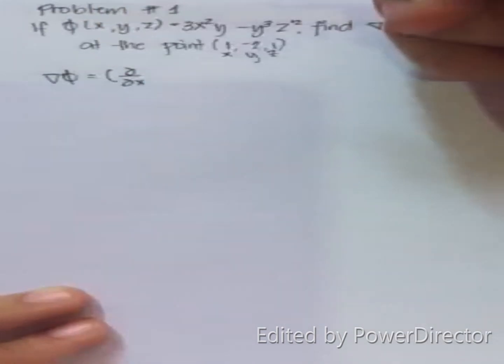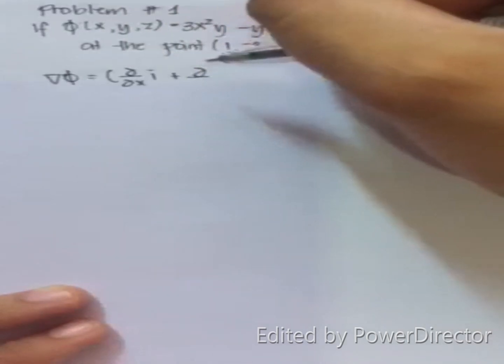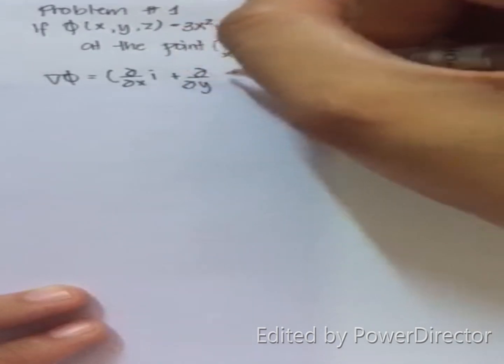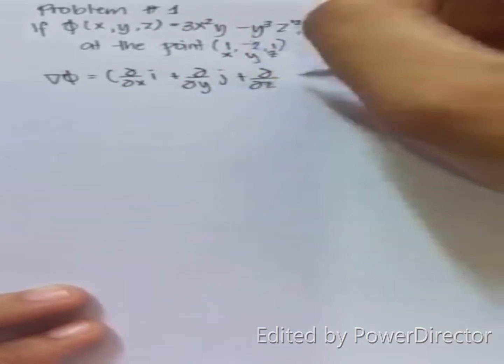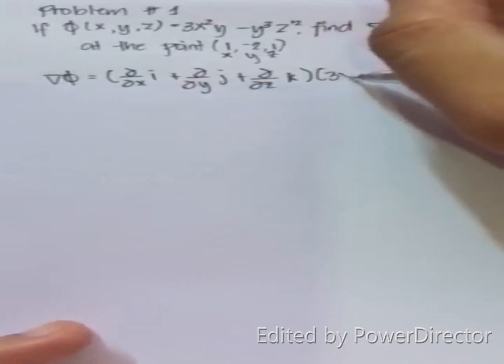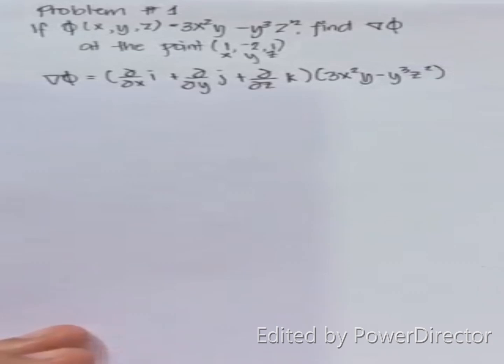The gradient of the differentiable scalar field is equal to the partial derivative with respect to x times the unit vector in the i direction, plus the partial derivative with respect to y times j, plus the partial derivative with respect to z times k, applied to the function 3x squared y minus y cubed z squared. Now we are going to expand the function.